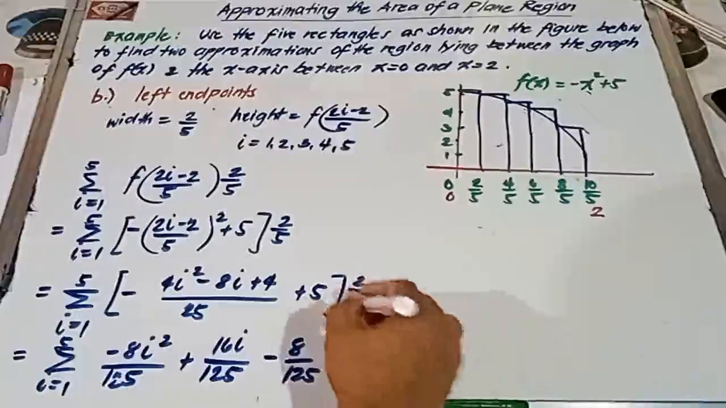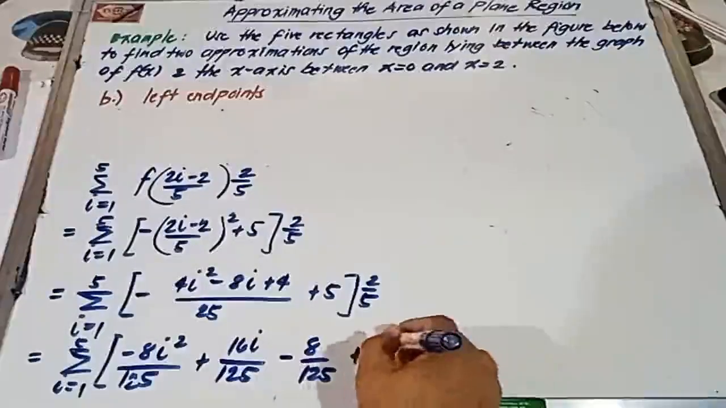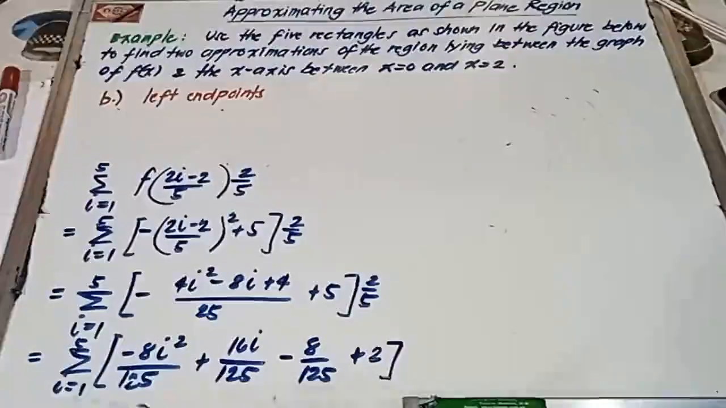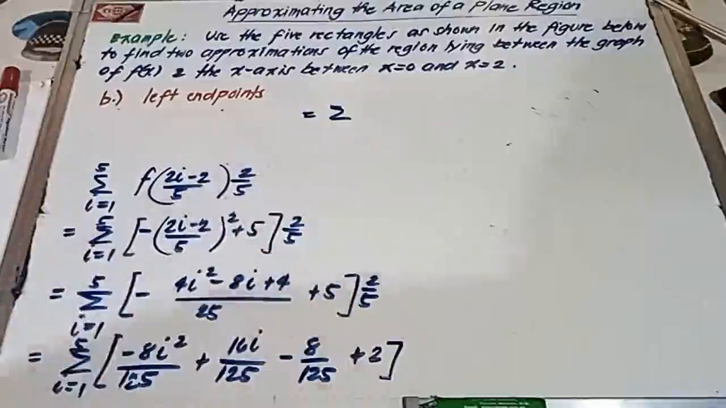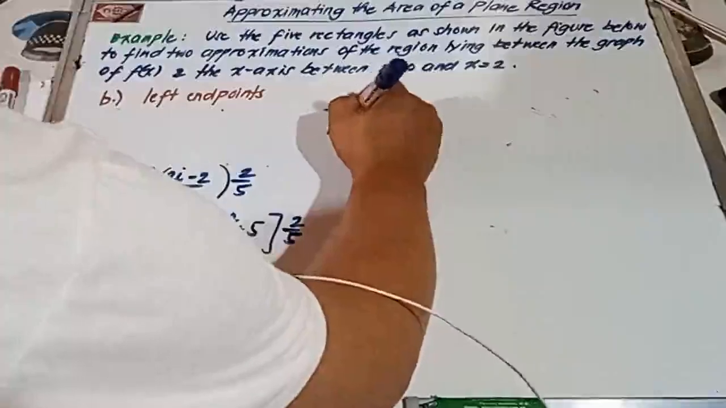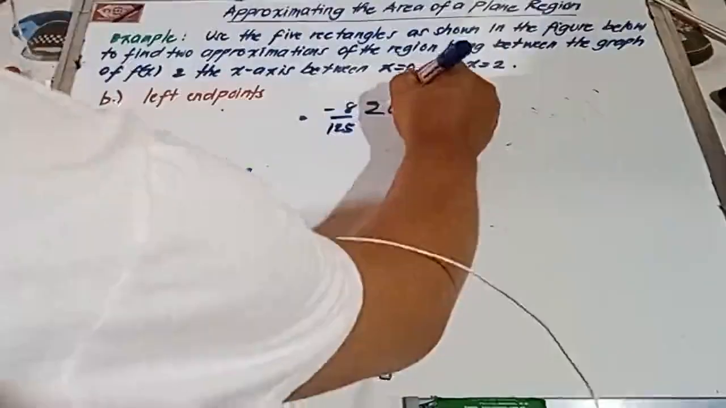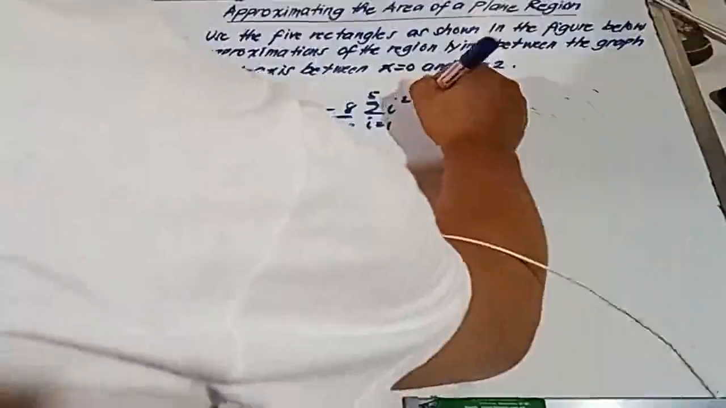And then plus, we have 2 over 5 times 5 is equal to 2. And then expand natin yung ating sigma notation isa-isa. So we have 1, 2, 3, 4. Mamaya pagsamahin natin to. So that is equal to summation of, labas ko na yung constant. We have negative 8 over 125 summation of i squared, i equal to 1 to 5, and then plus 16 over 125 summation of i, i equal to 1 to 5.